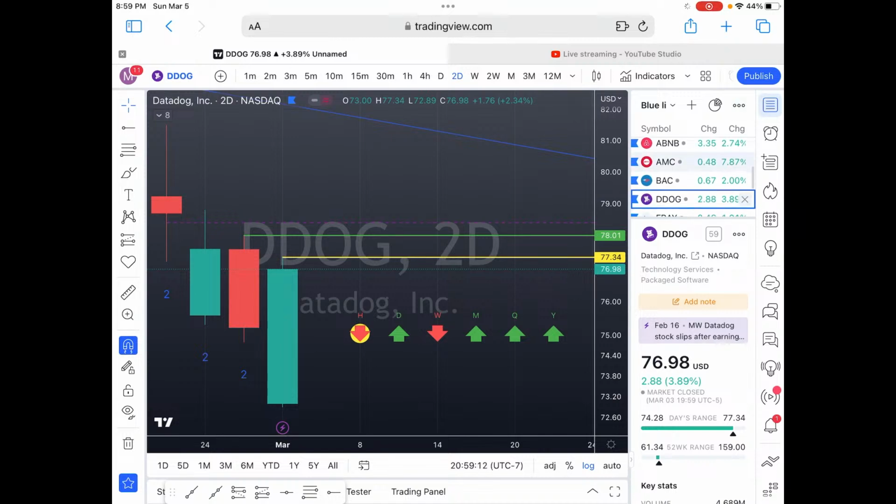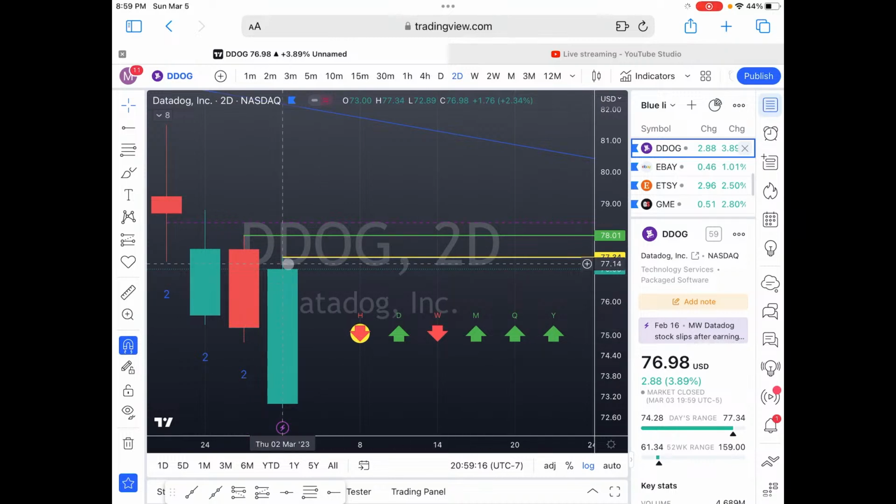Up here on Datadog. D-Dog has the 2 down green as well, so our trigger is 77.34, first target 78.01. Now, this is the way I trade options, guys. If I'm looking to take this call on Datadog, I don't care how many contracts you take, it doesn't matter. That really depends on your account size. Okay, but I'm looking for stocks like, let's say, for example, there's only a few cents spread between the bid and the ask on Datadog, then this is a trade I'm looking at.